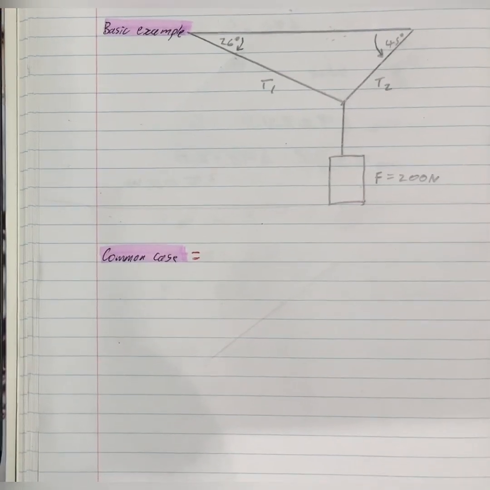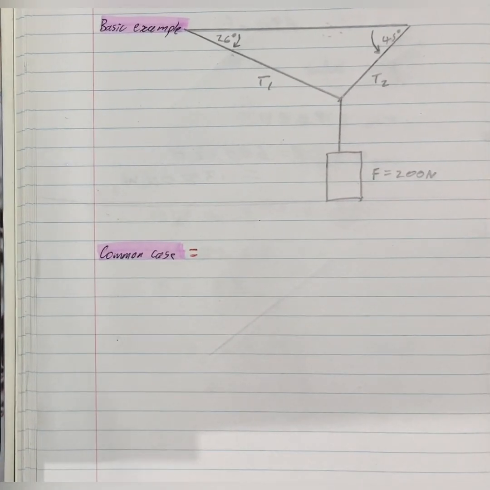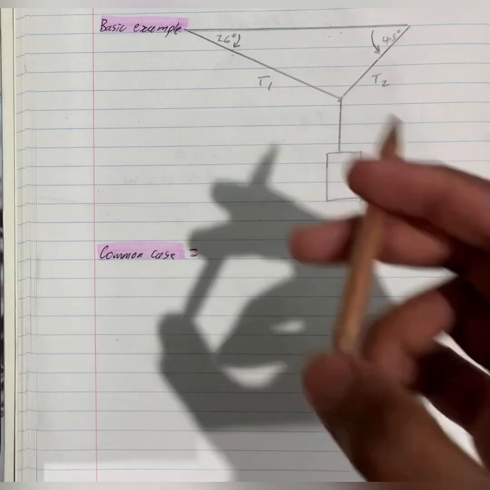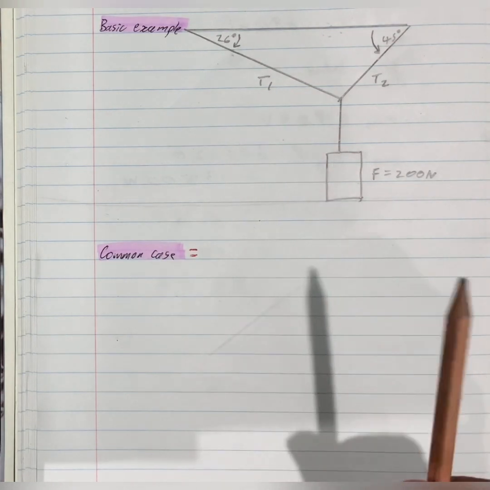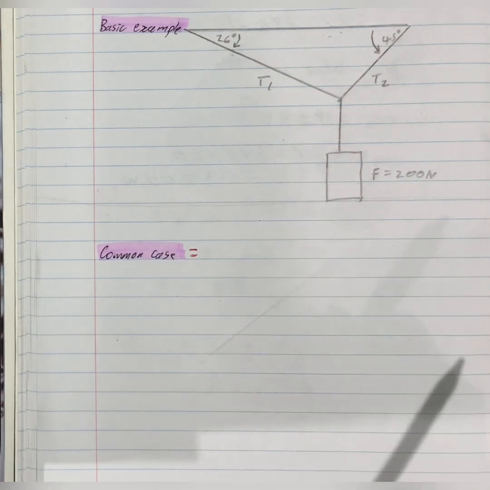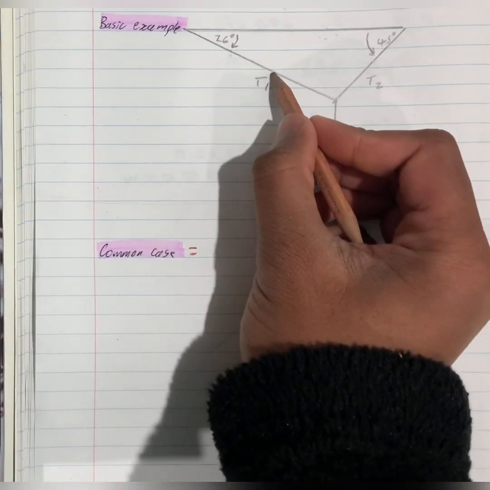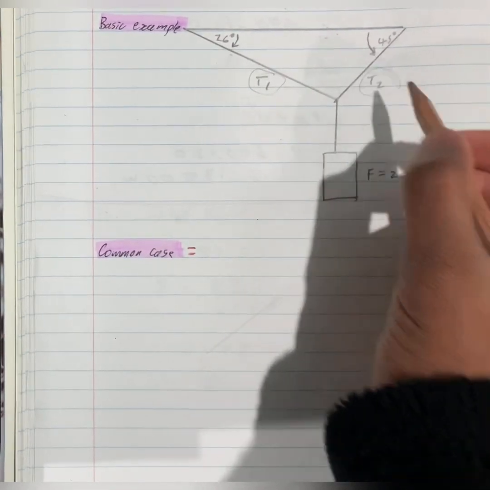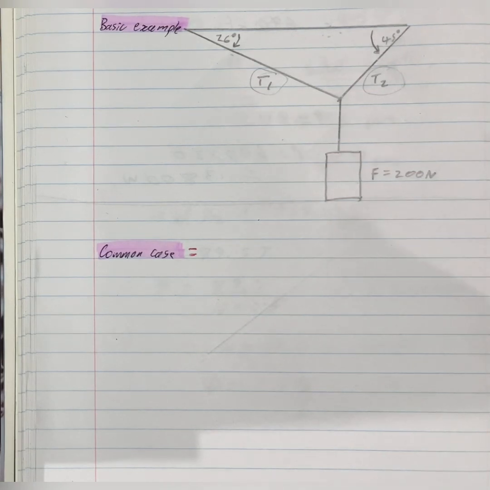So let's look at the first question here. This is a basic example of tension. Tension can come in many forms. This one just discusses the main idea of tension without any pulleys or any friction. So the purpose of this question is to solve for T1 and T2. So how would you go about doing this?